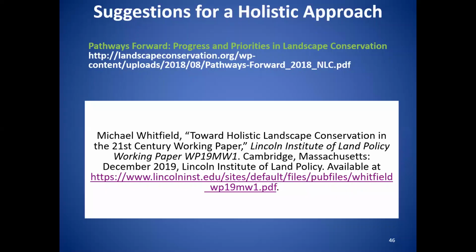So finally, here are resources and references for the material that I've covered in this presentation. The Network for Landscape Conservation has prepared a great booklet on progress and priorities in landscape conservation for your consideration, and you can get that online as well as access to my presentation here.